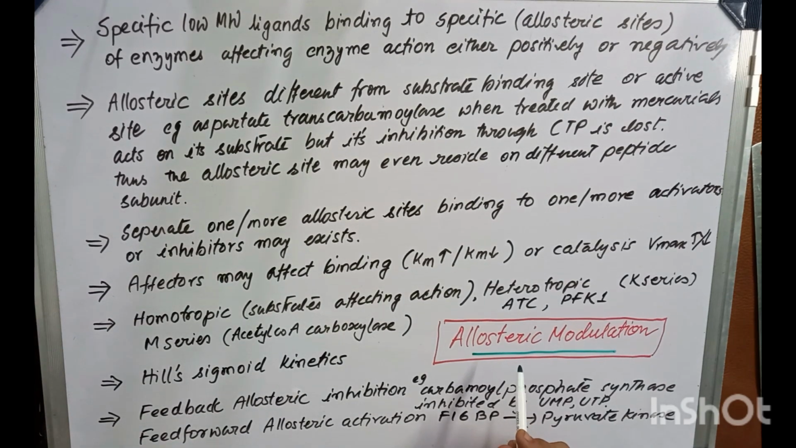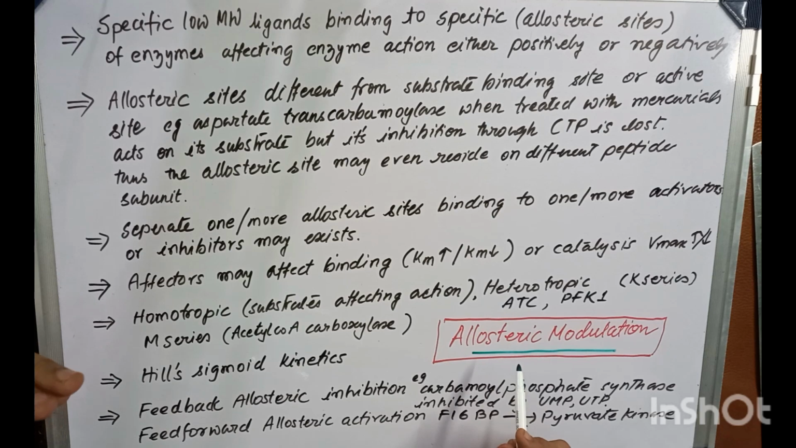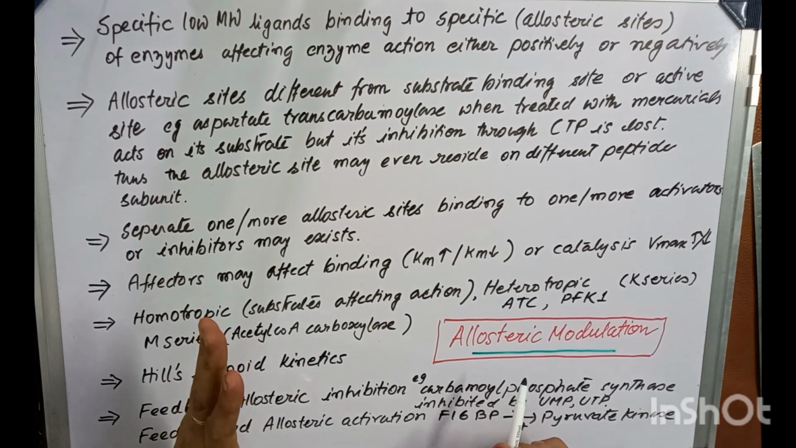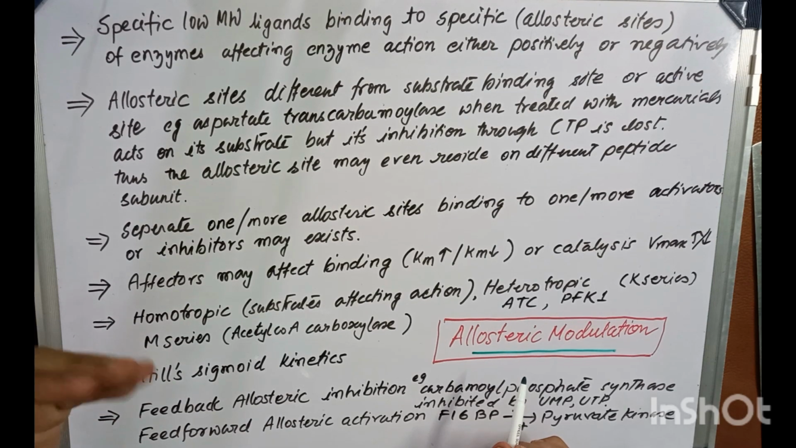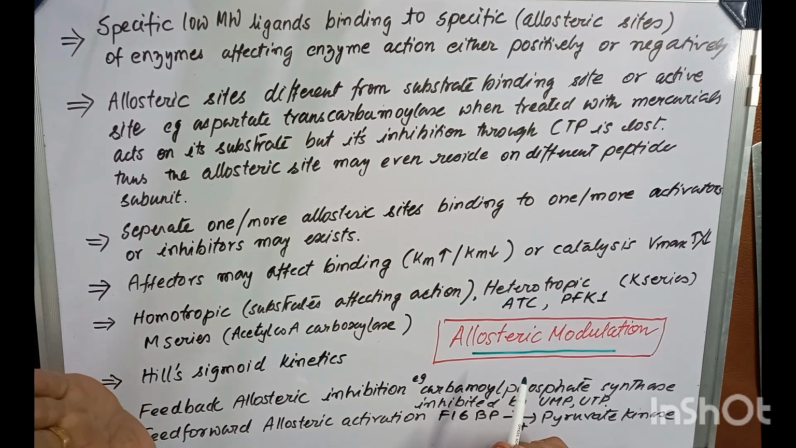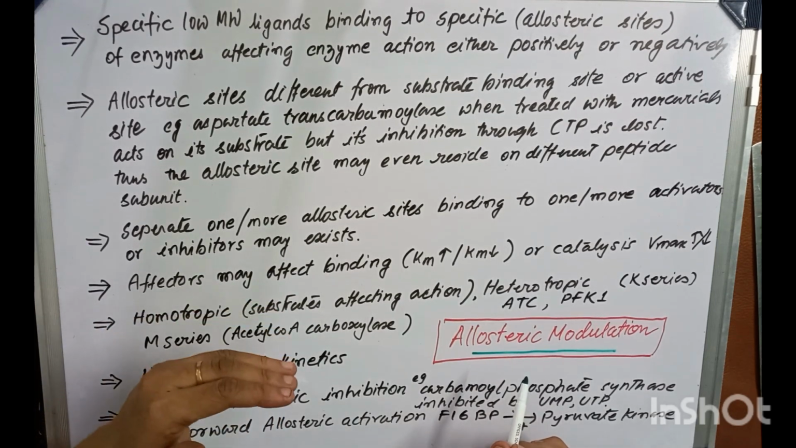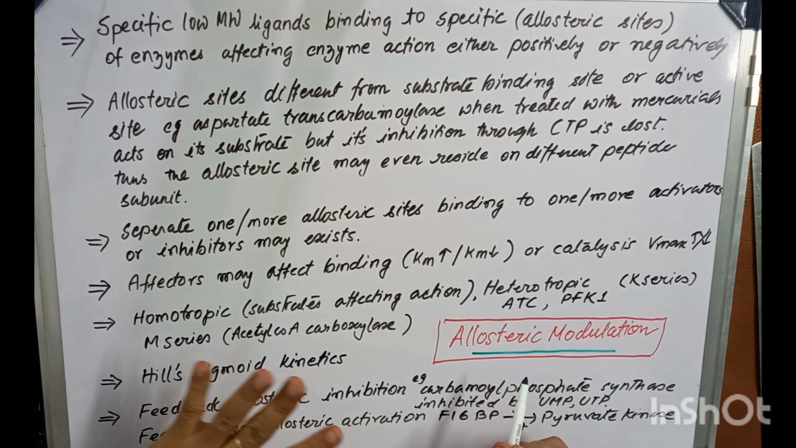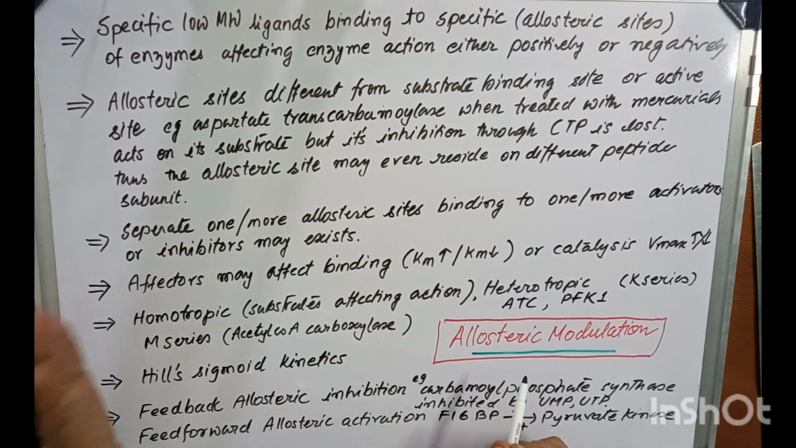If it is an allosteric activator, it will stimulate the Vmax, and it will lower the Km value. If it is an inhibitor, it will decrease the velocity, and it will increase the Km value. It will lower the affinity of the enzyme.